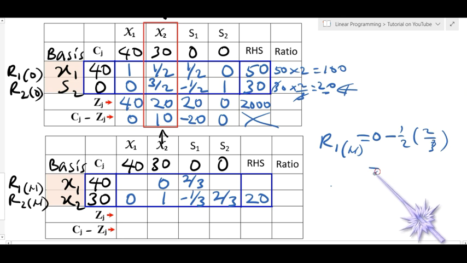2 over 3. So that will be equal to 0 minus 1 over 3. So here will be minus 1 over 3.